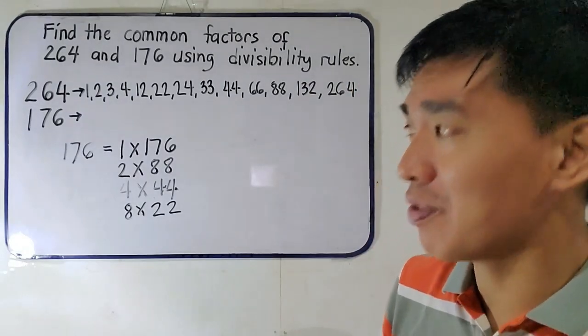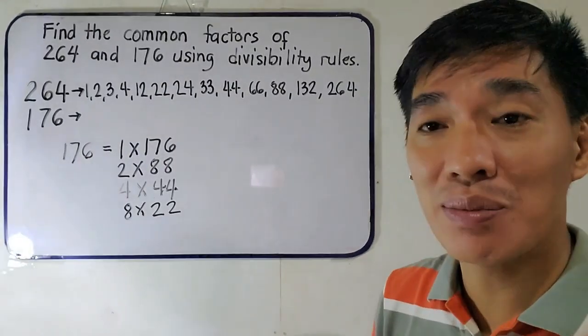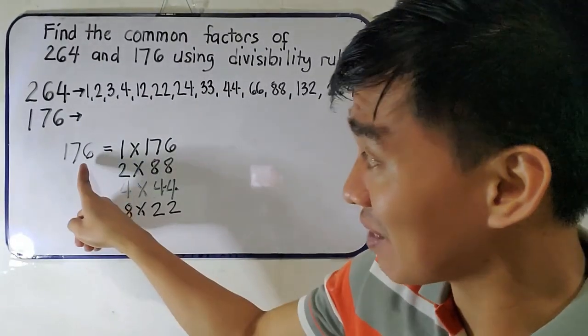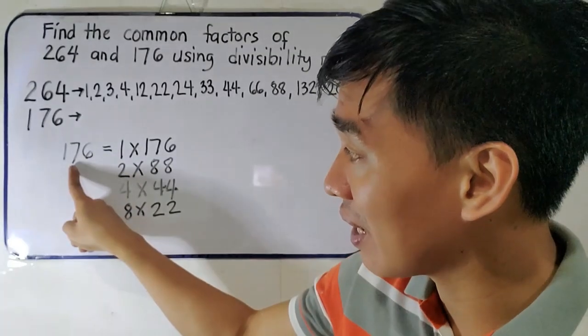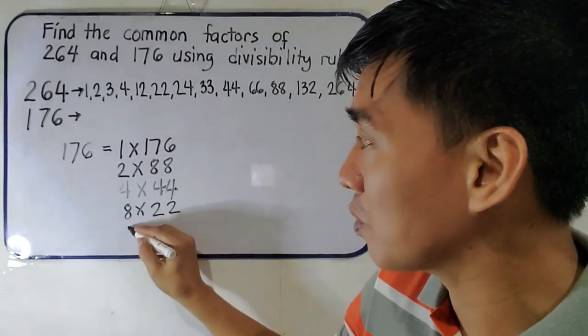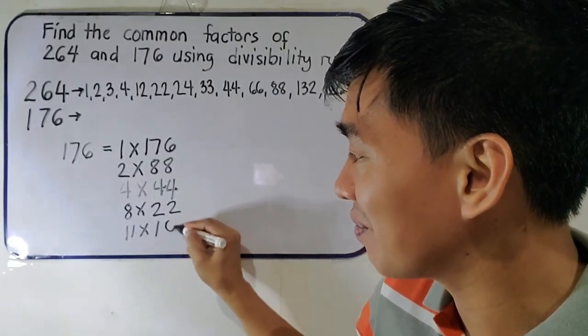By 9, obviously it's not divisible by 9. By 10, not divisible by 10. By 11, I think that's divisible by 11 because 6 plus 1 is equal to 7, and minus 7, so that is equal to 11 times 16.